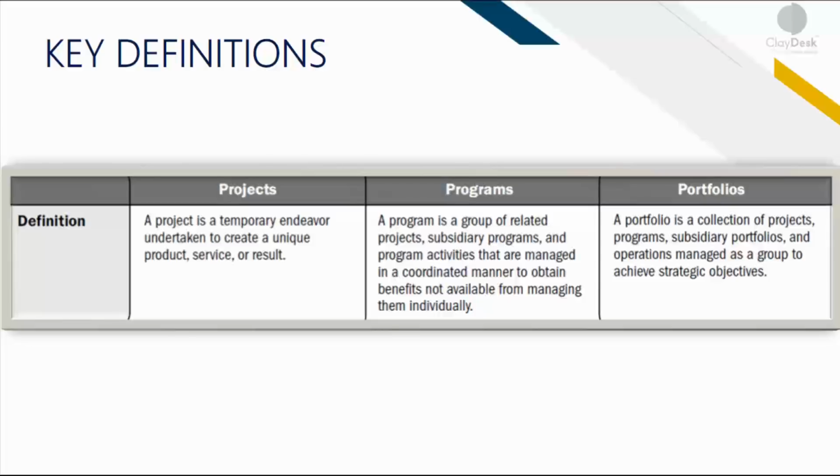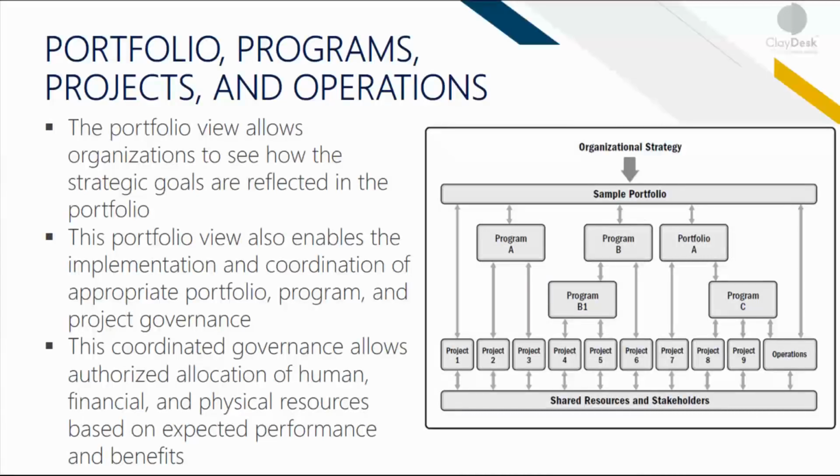A portfolio, on the other hand, is a collection of projects, programs, subsidiary portfolios, and operations managed as a group to achieve strategic objectives, right? So you have projects, then you have programs, and then you have the entire portfolio. Here's a visual diagram that's easier to identify. So since you know the concept, it's easier to see and just kind of analyze and say, oh, that makes sense. So the portfolio view allows organizations or companies to see how the strategic goals are reflected within a particular portfolio. So this particular view also enables the implementation and coordination of appropriate portfolio, program, and project governance. And all of these coordinated governance simply allows authorized allocation of human resources, for example, financial resources, physical resources, based on the expected performance and benefits.